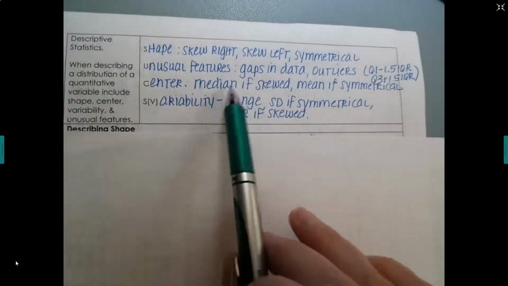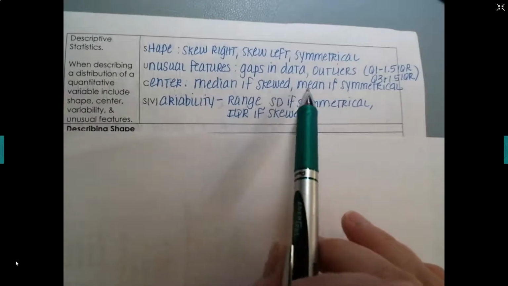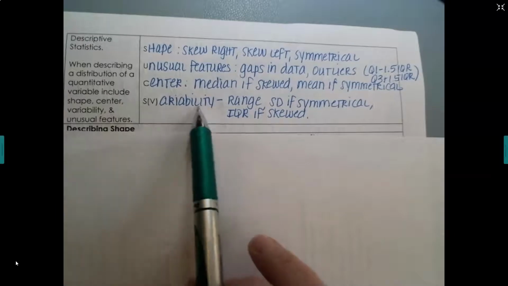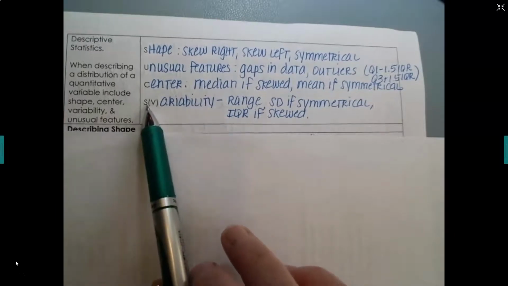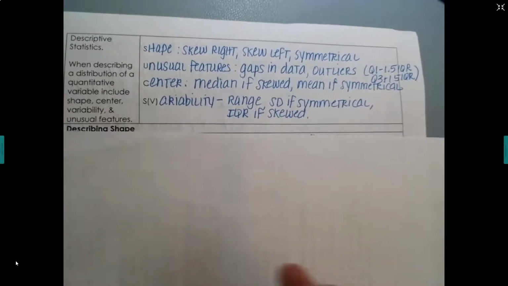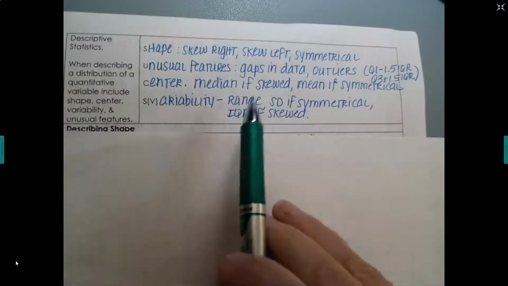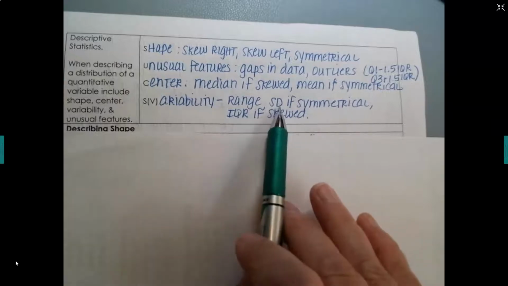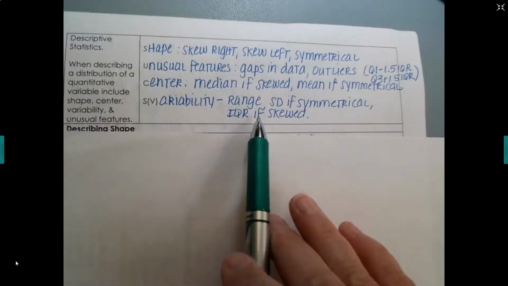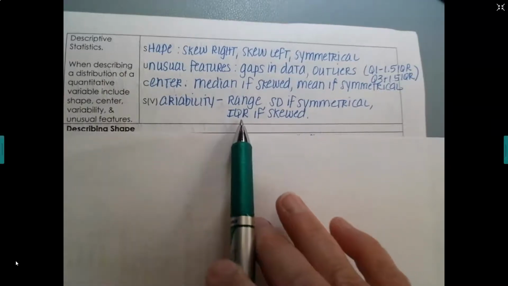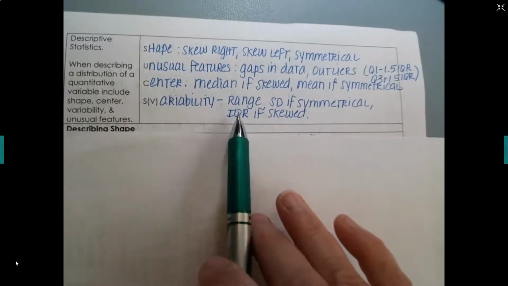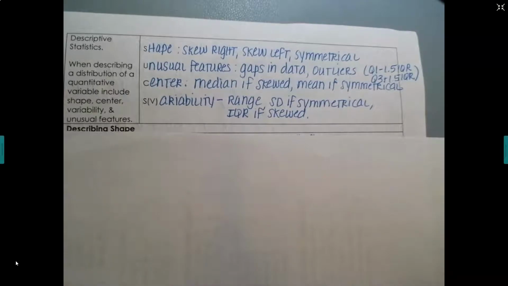You would want to use the median if the data is skewed, and you want to use mean if the data is symmetric. The last one is variability. Spread could also be said, how spread out is the data. That's really kind of your range. And if your distribution is symmetrical, you want to use standard deviation. And if your distribution is skewed, you would want to use IQR because IQR is made up of medians, and medians are resistant to outliers.